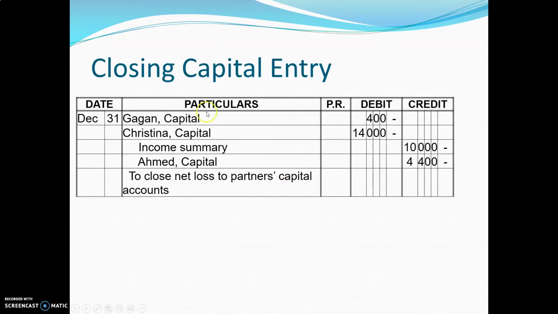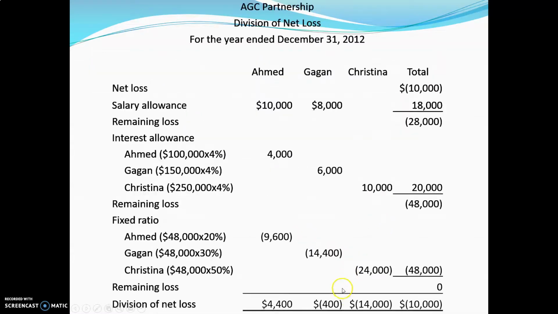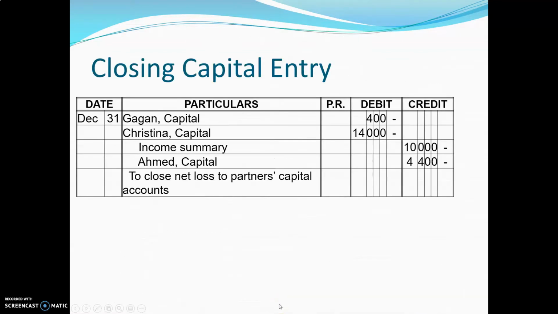So this is what our closing entries will look like. It's all based upon the previous set of slides. Notice there's positives and there's negatives. The only person who seems to get a positive boost out of this whole thing is Ahmad. And since it's owner's equity, it should be credited. So Ahmad will end up having a credit of 4,400. Income summary, 10,000. And the other two, unfortunately, they end up losing capital. 400 goes down, so it's debited for Gagan, and 14,000 for Christina.